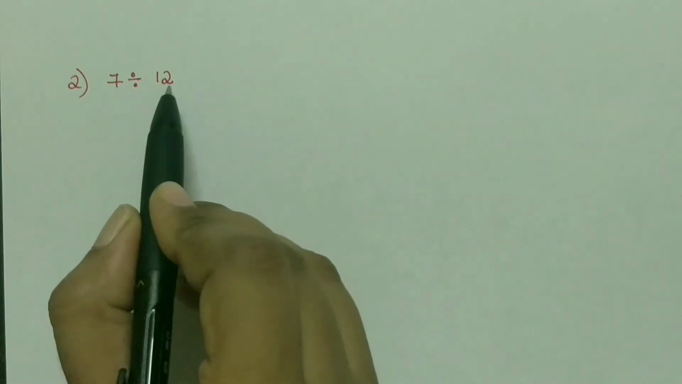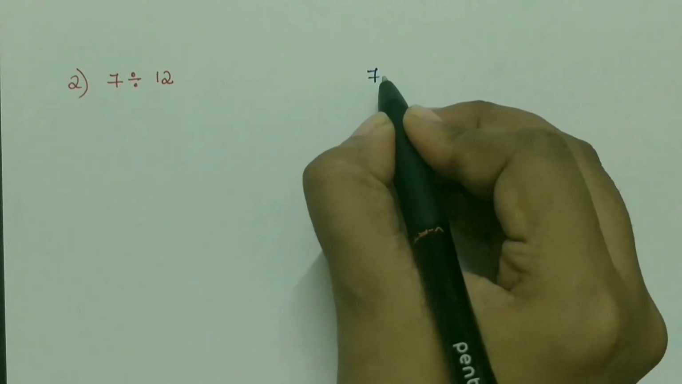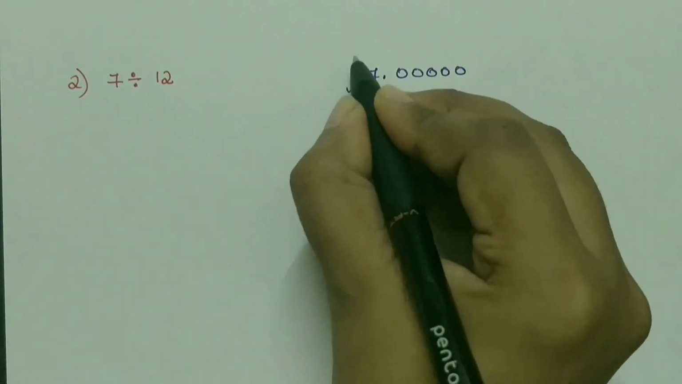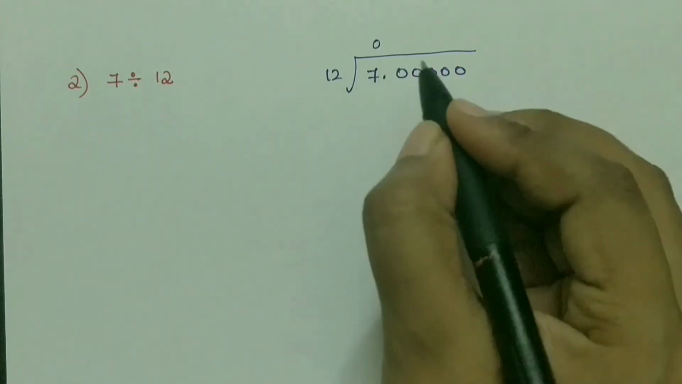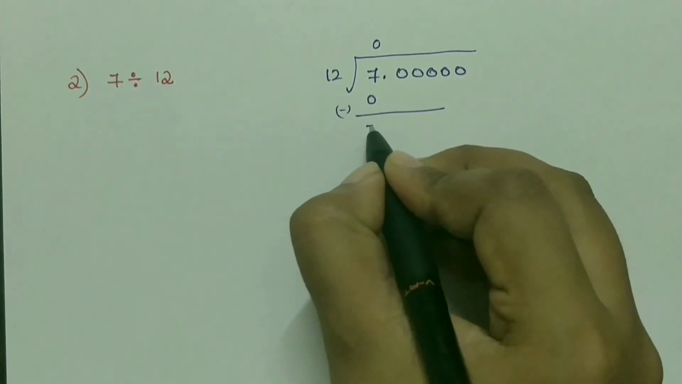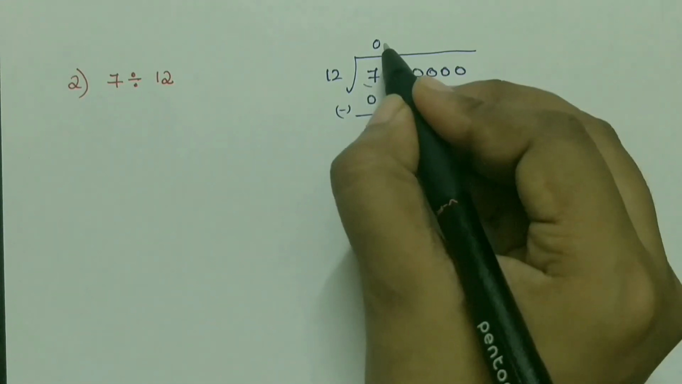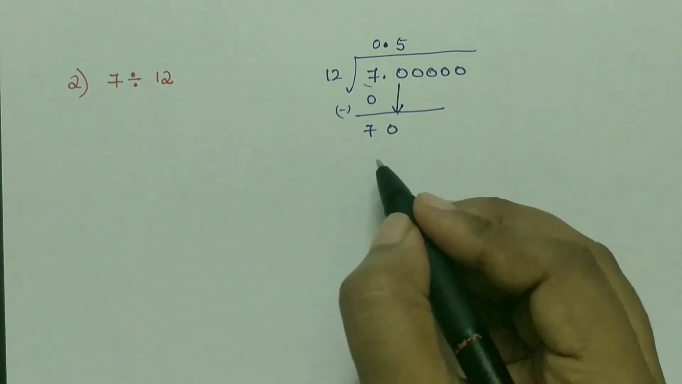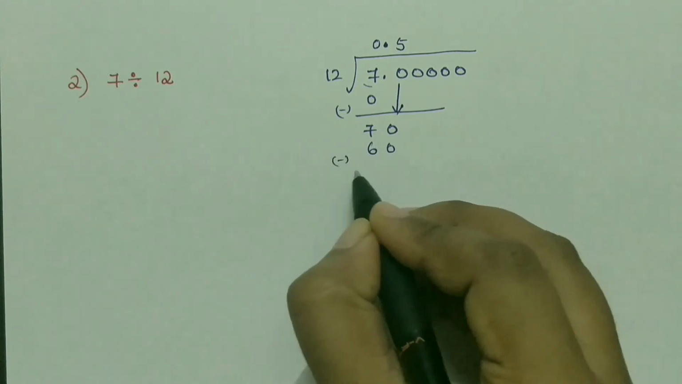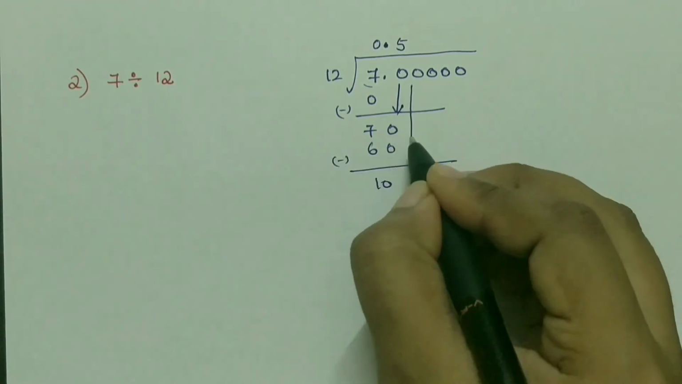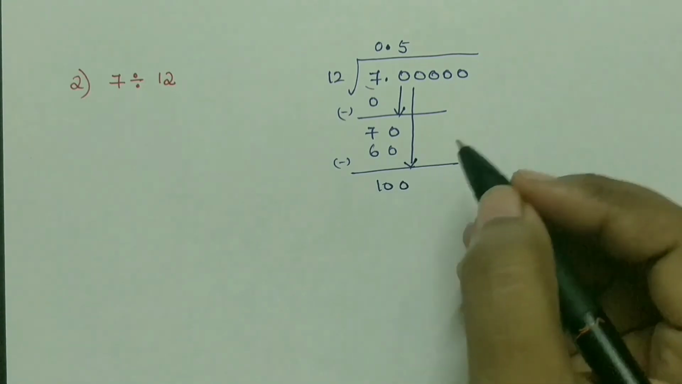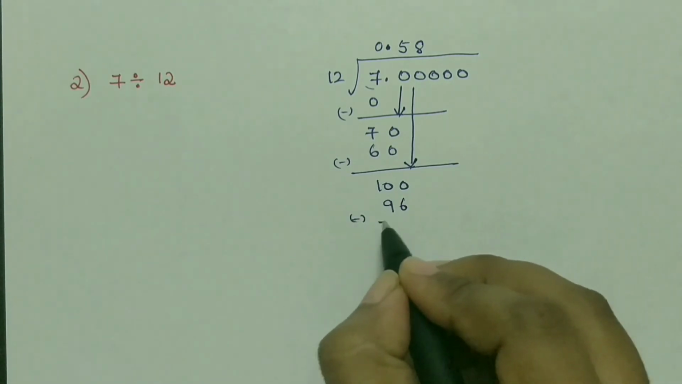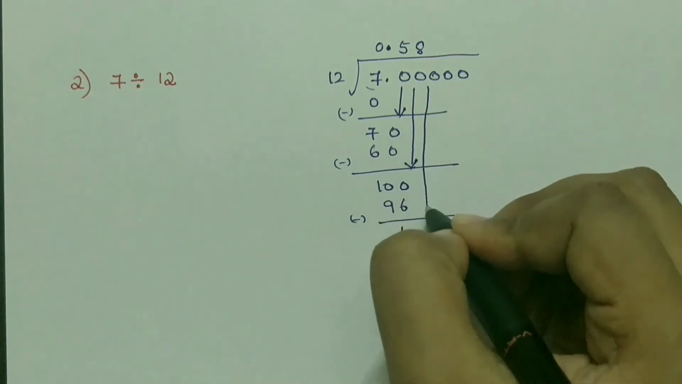Second one, 7 divided by 12. Write the equivalent decimal of 7. 7.0000 divided by 12. 12 zeros, 0. 7. Now whole number part is completed, so put decimal point and bring down 0. 12 5 is 60, difference is 10, bring down one more 0. 12 8 is 96, difference is 4, bring down one more 0.